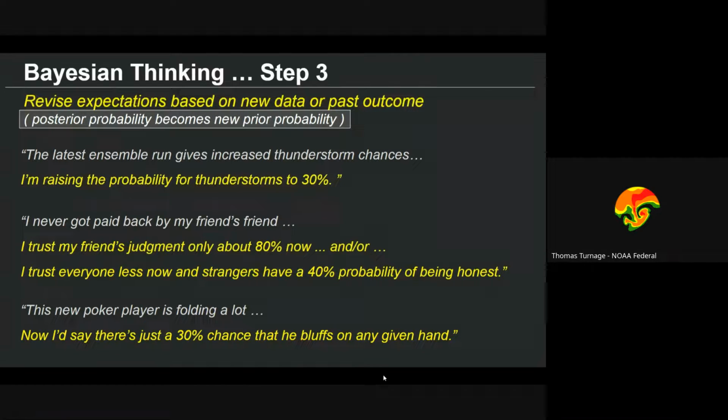Maybe the friend's friend defaulted on their loan, and so now you're maybe not trusting your friend as much, or you've just got a lower opinion of humanity in general, or both. And then with the poker player example, maybe they aren't folding as much, or they are folding more than you think they are. They seem to be playing a little more conservative than you would have guessed. So now you're going to say, well, now maybe only a 30% chance of them bluffing on any given hand.